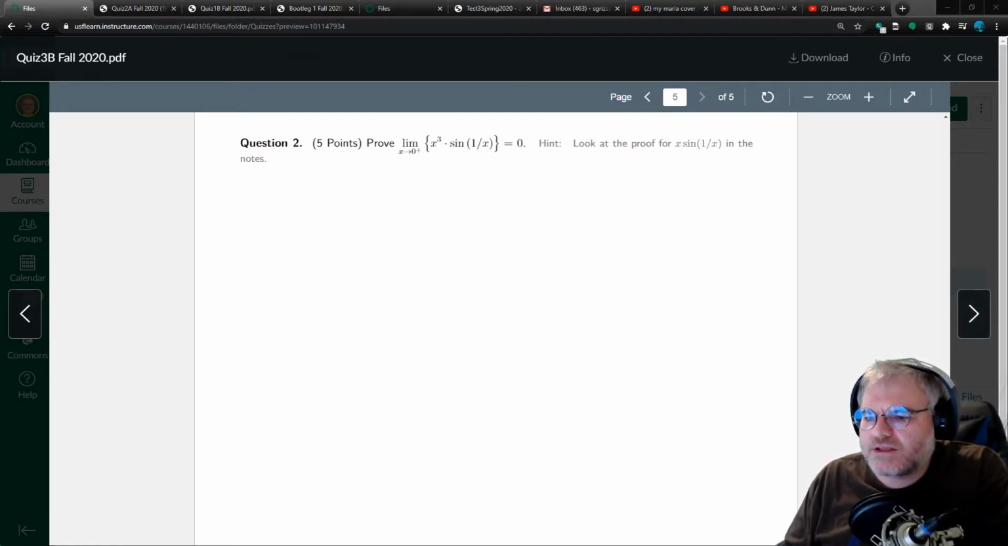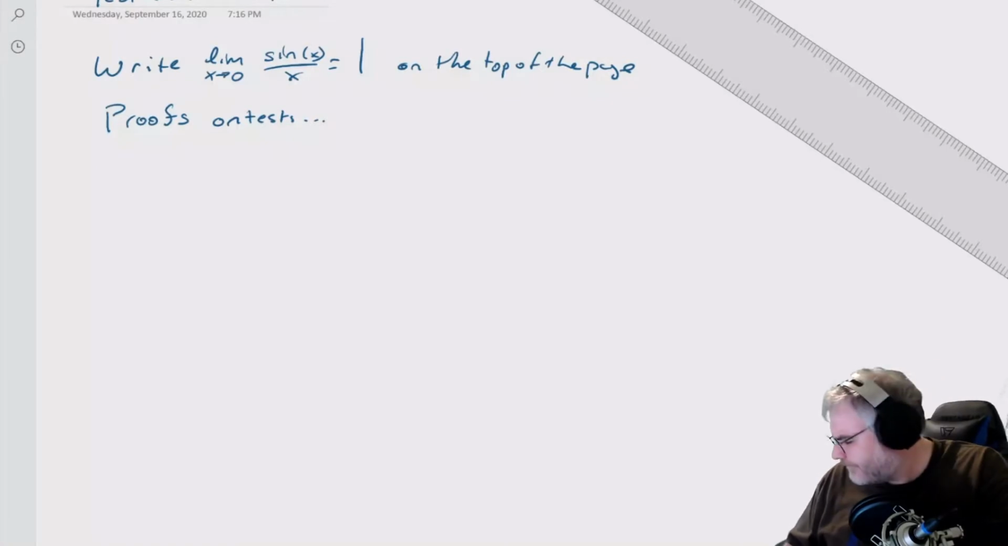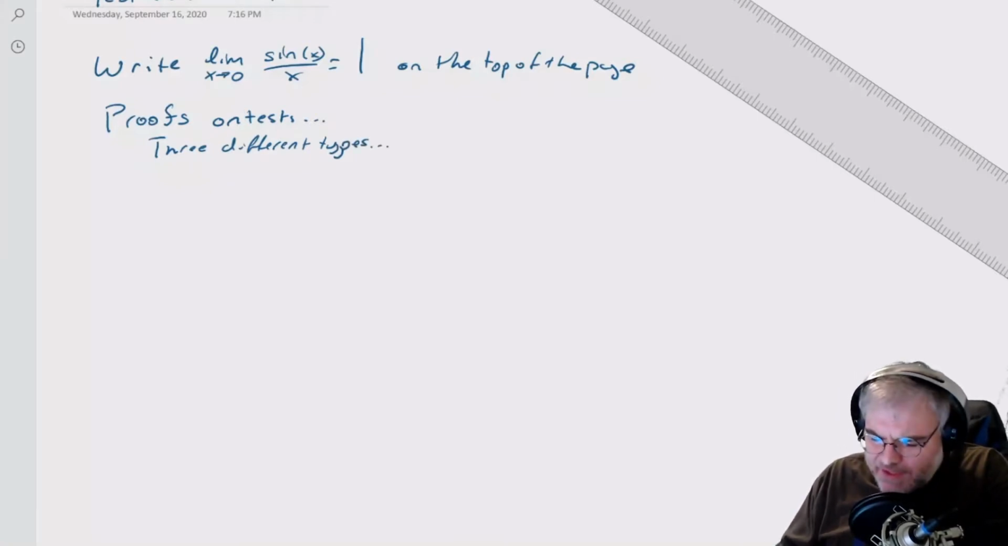Let's see. Tablet, the reflector. There it is. Okay. The proofs on the test, there's going to be like three different types that you can see. You can also have, so you've got to meet the definition. Maybe I should say four, because sometimes they throw a continuity proof on there.